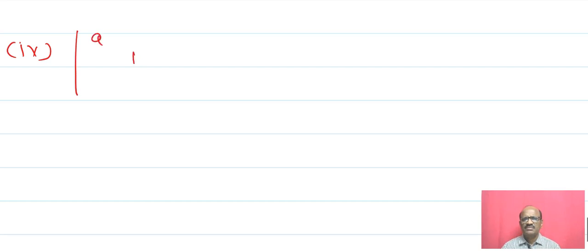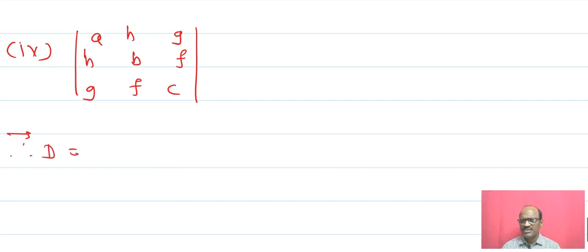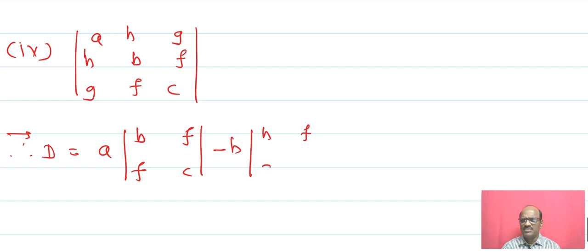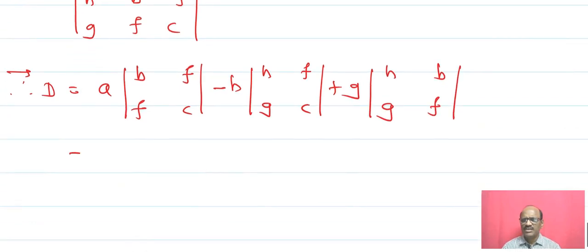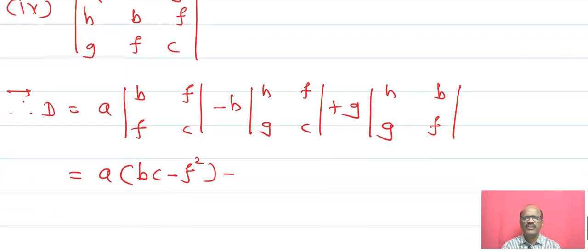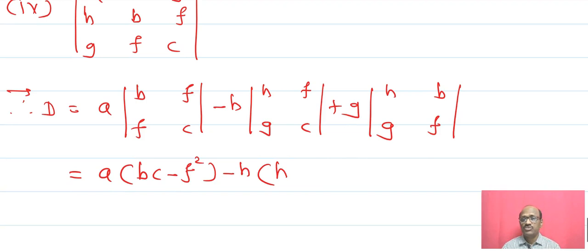Now, next example, that is ABC. I had written this determinant in a very different fashion. I had written first of all the diagonal, that is ABC, then F, G and H. Now see this, their corresponding elements are the same. Now, D is equal to A, BC minus F squared, minus H, HC minus GF, plus G into the determinant HF minus BG. Now solve this determinant. This is very important, and we will get here the test of a joint equation of a pair of two straight lines, that is, the determinant is equal to 0.